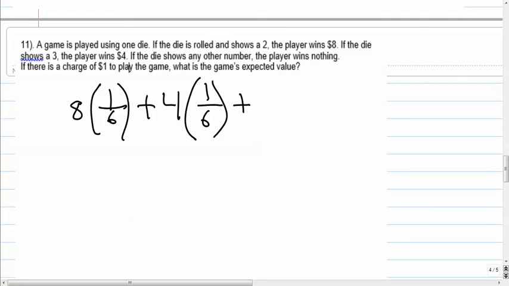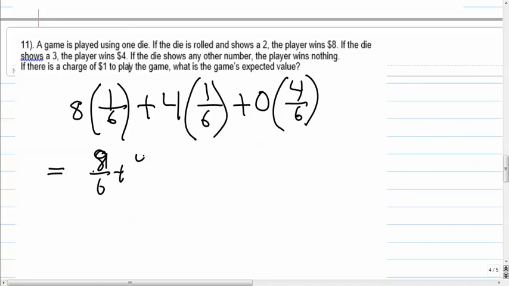Now, there's 4 out of 6 ways of winning 0. That's really immaterial here, but I want to be thorough. Here are the possible outcomes. Win 8, win 4, win nothing, right? 1/6, 1/6, 4/6. That's the expected value of the game. If you do your math, you end up with 8 over 6 plus 4 over 6, right? Which is equal to 2.